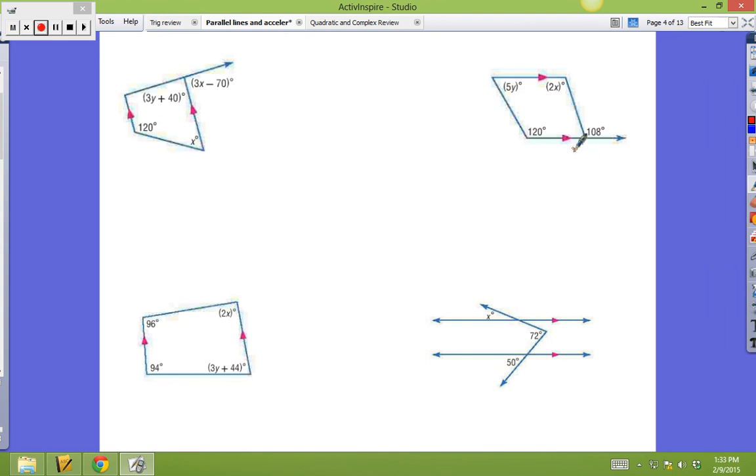Okay, this picture right here, same thing. If these lines are parallel, then the 120 and the 5y are consecutive interior angles, and they are supplementary. So 5y plus the 120 equals 180, so that means 5y is 60 degrees. So you divide by 5, divide by 5, that means y has got to be 12.